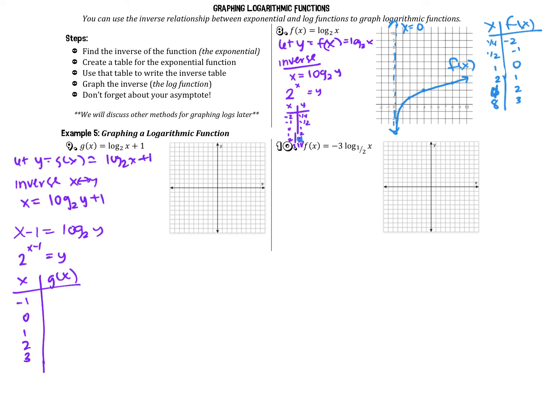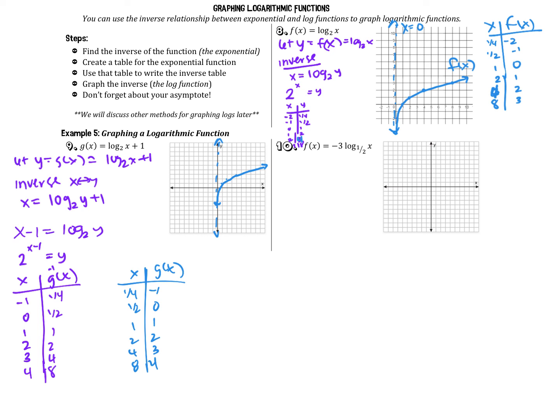Go ahead and fill in this table for g and then rewrite your table. And actually, this should say g inverse. And then you can go ahead and rewrite the table using what we're actually looking for, which is g of x. I'm going to go ahead and add my asymptote here. So go ahead and fill in those two tables and graph those points. And there we have that graph.